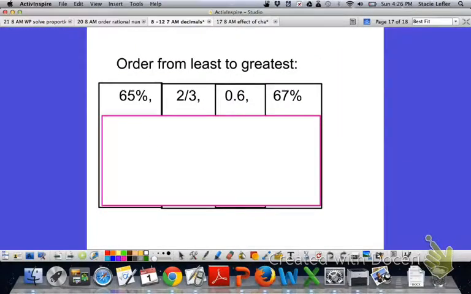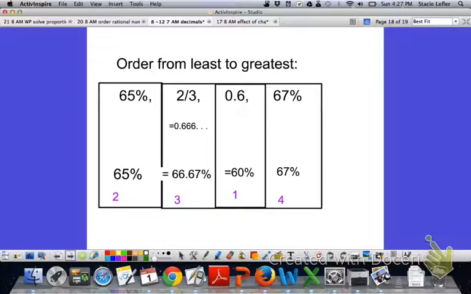Here's another set of percents, fractions, and decimals. Pause the video and rename them each into whichever you would like, and then order them from least to greatest. In this example, I decided to change them all into percents, since if it's in a percent, I think it's very easy to tell which one's going to be the least and the greatest.